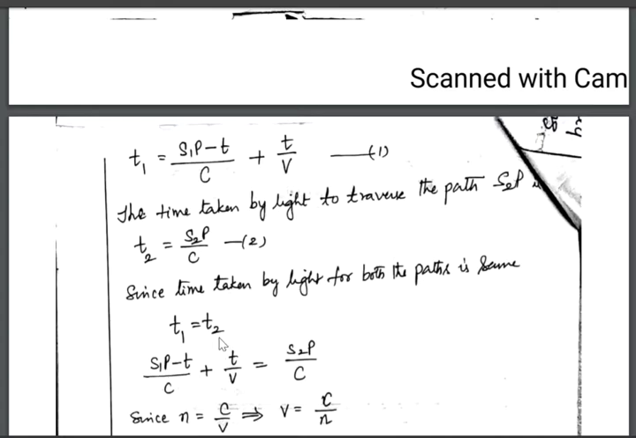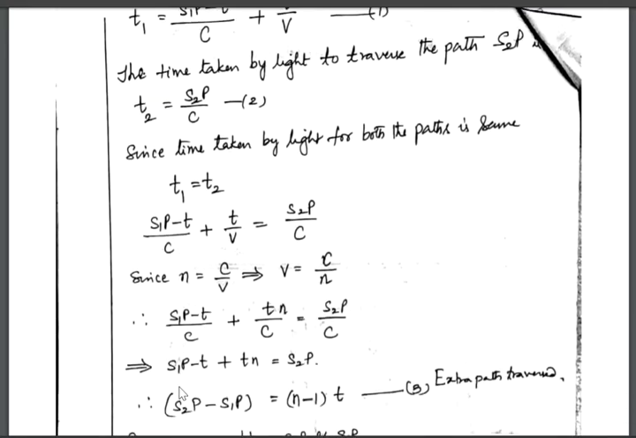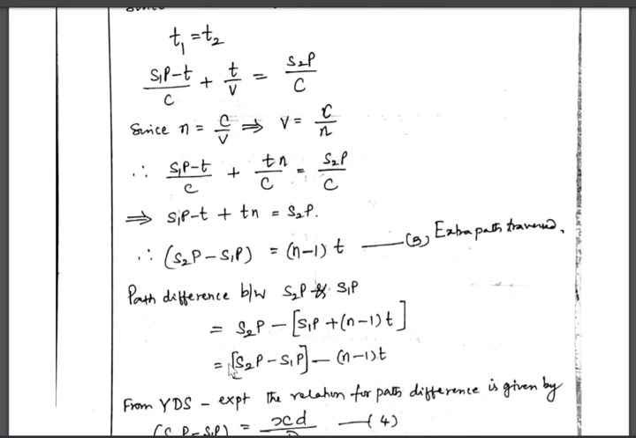So therefore, equate equations 1 and 2, t1 equals t2. This is t1: (S1P minus t) divided by c plus t by v, which is equal to S2P by c. Since the refractive index n is c by v, which implies that v is equal to c by n. Just cross multiply, we'll get this.